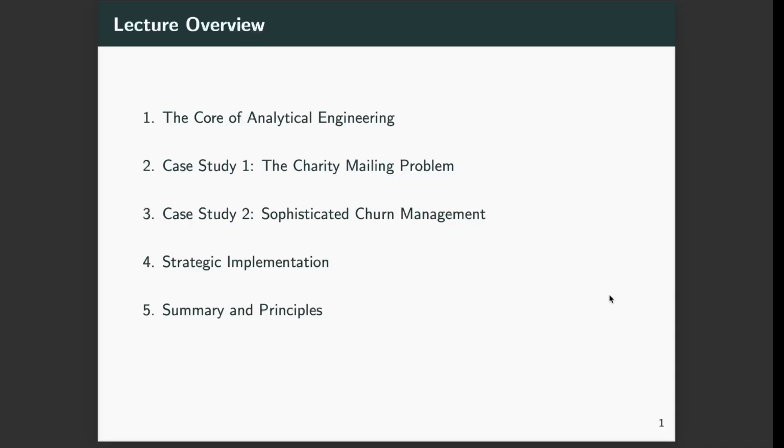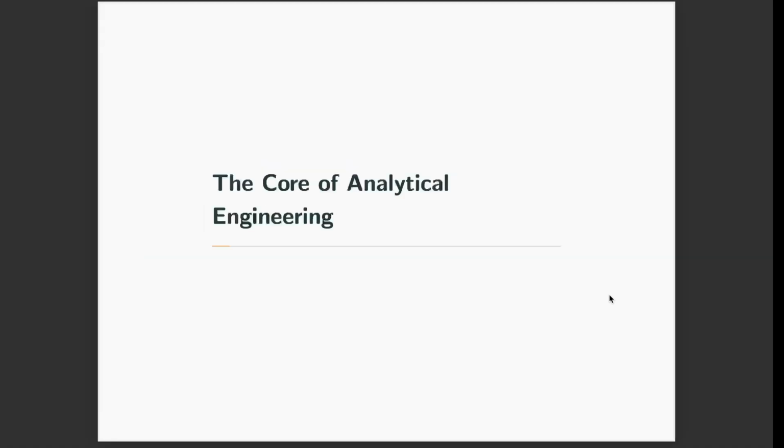This is a multi-level example where we will see how analytical thinking can evolve from a naive approach to a genuinely sophisticated causal framework. Then we will cover strategic implementation, how you actually manage analytical engineering projects in the real world. And we will wrap up with a summary and principles section that distills everything into 4 key takeaways you can carry forward. Each section builds on the last, so I encourage you to follow along carefully. There will be mathematical equations, and I will explain every single one of them in plain English. Ready? Let us go. Section 1, the core of analytical engineering.